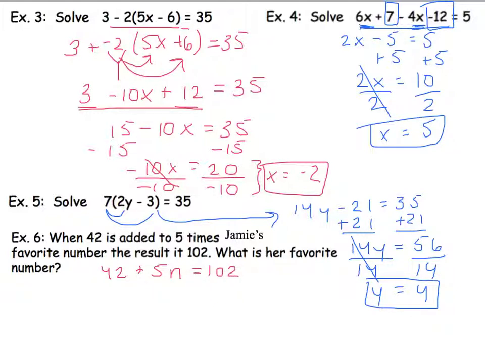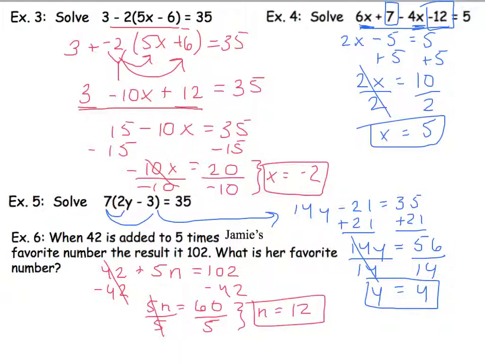So now we can go ahead and solve the equation just like all of the others. So we subtract 42 from both sides because we do reverse PEMDAS to solve. Minus 42. So these cancel out. We get 5n equals 60. Divide both sides by 5 to get n by itself. And we get n equals 12. And 12 is my favorite number.